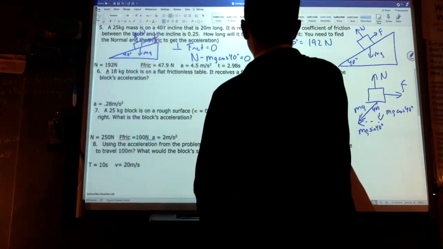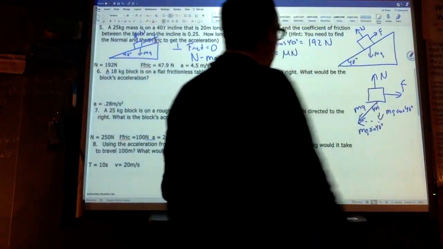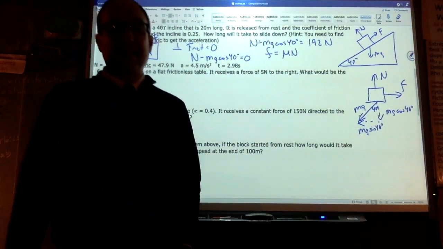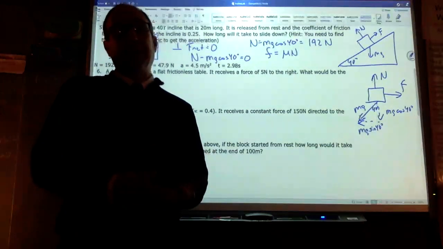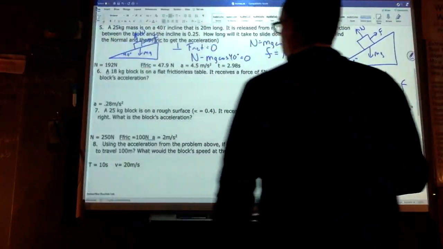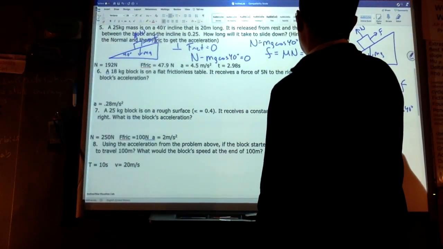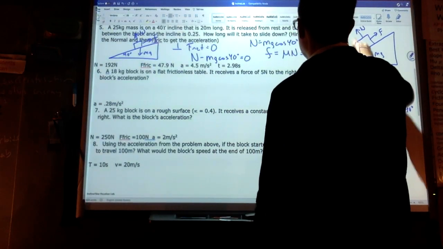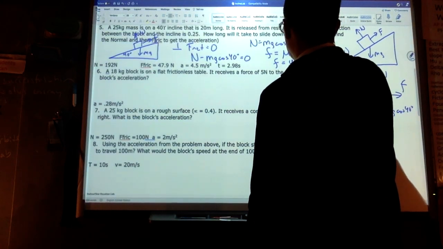I'm going to say that friction is equal to mu n. So in this case, it's equal to, it's not less than, because this is going to be kinetic friction. So static friction, it could be less than or equal to. Kinetic is always just equal to. And so this is going to give me 0.25 times the normal force. And so my friction is 47.9.